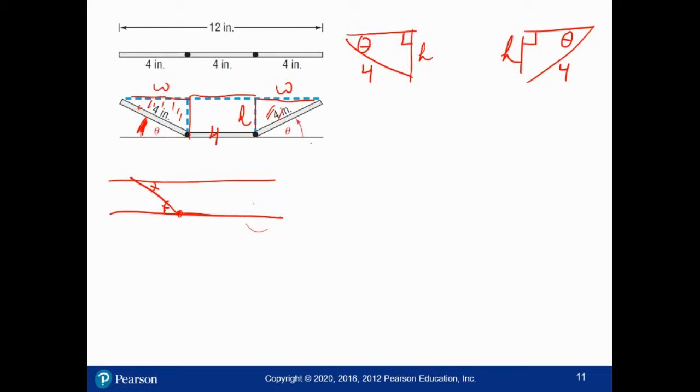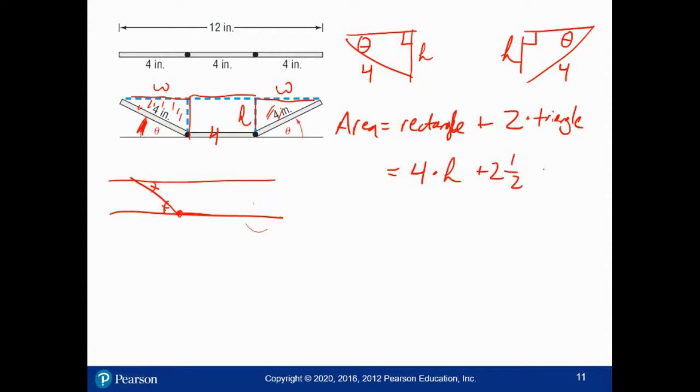So my total area is going to be the rectangle plus 2 times the triangle. Okay. Now the rectangle is of area 4 times the height. The triangle is of area 1/2 width times height. And this 2 and that 2 cancel off. So I have 4 times the height plus the width times the height. Okay. I'll just go ahead and factor an h out, 4 plus width.